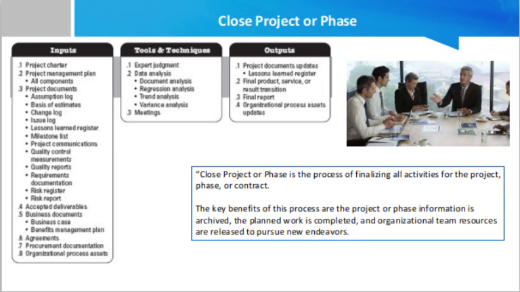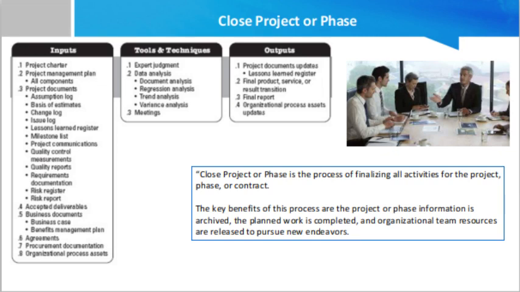Business documents. These are documents created outside the project which result in a project being initiated. The project manager uses them but does not update them. Business documents include the business case. The business case documents the business needs and the cost benefit analysis that justify the project. Business benefit management plan. The benefit management plan outlines the target benefits of the project. This will also be used to determine when the benefits are to be verified as achieved.